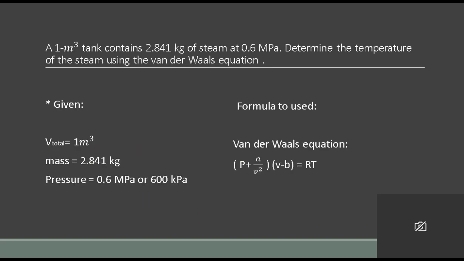A 1 cubic meter tank contains 2.841 kilogram of steam at 0.6 megapascal. Determine the temperature of the steam using the van der Waals equation. As you can see, I already wrote down the given, and the formula that we're going to use is the van der Waals equation, which is (pressure plus A over specific volume squared) times (specific volume minus B) equals gas constant times temperature.